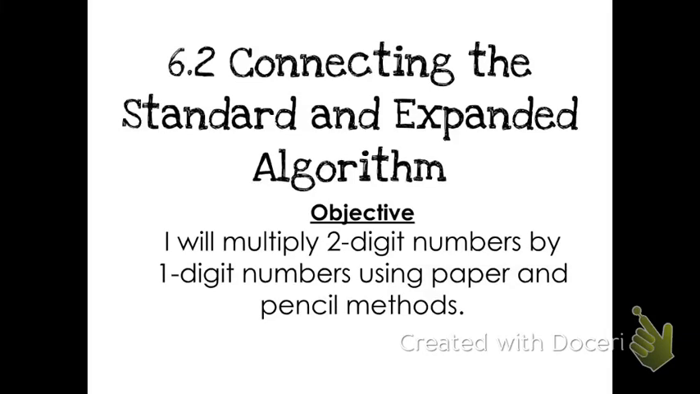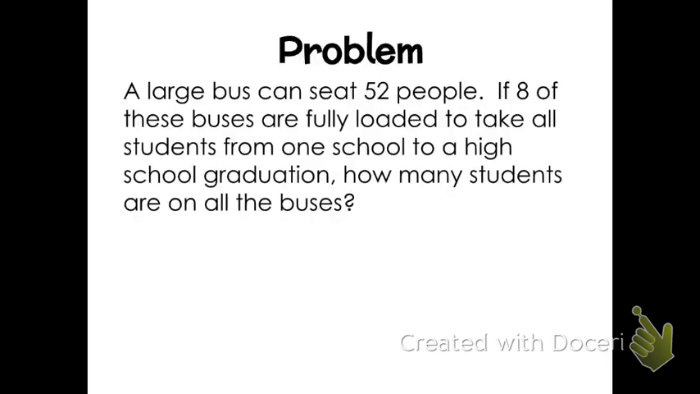Today's lesson is topic 6.2, connecting the standard and expanded algorithm. The objective for today is that you will be able to multiply two-digit numbers by one-digit numbers using paper and pencil methods. The problem we are looking at today says that a large bus can seat 52 people. If 8 of these buses are fully loaded to take all students from one school to a high school graduation, how many students are on each of the buses?